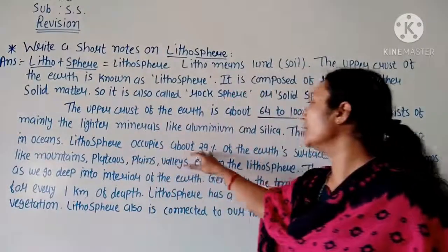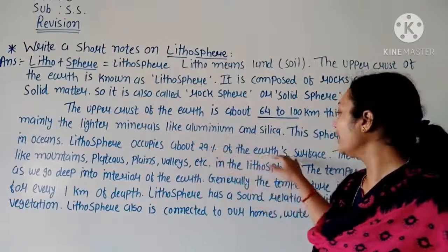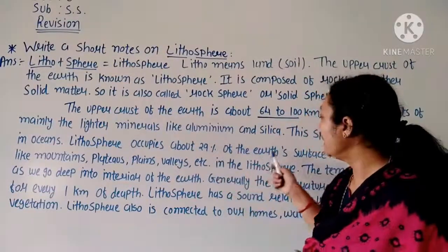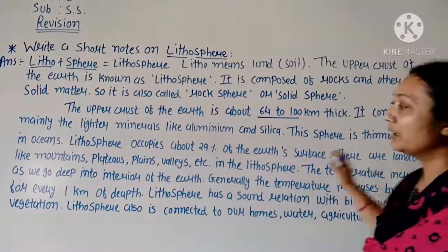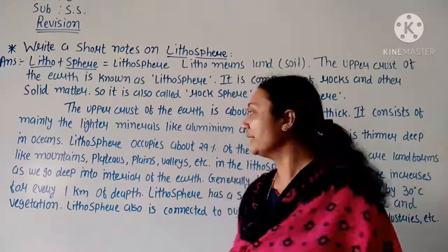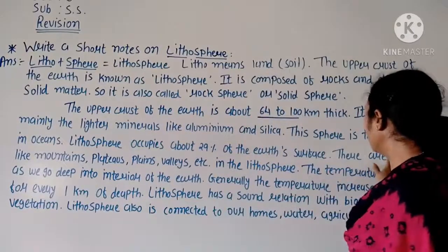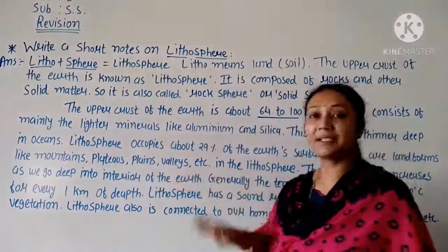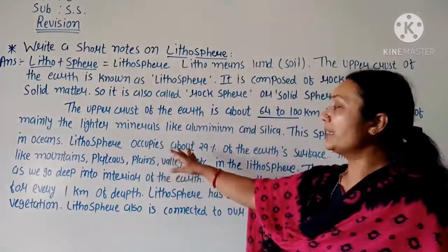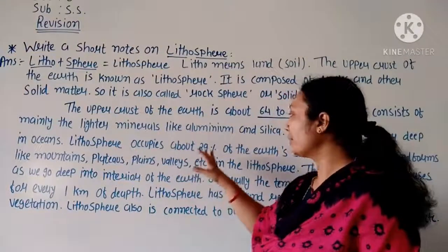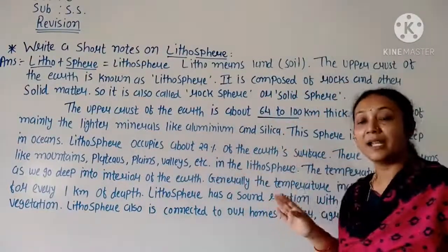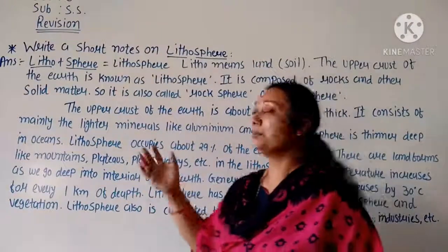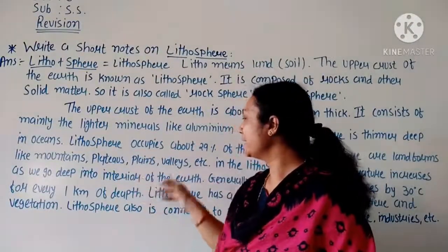Lithosphere occupies about 29% of the earth's surface. So lithosphere is around 29% of the earth's surface. There are landforms. Which types of landforms are on the earth? We can say like this: there are landforms like mountains, plateaus, plains, valleys, etc. So lithosphere occupies 29%, and in this place there are landforms like mountains, plateaus, plains, valleys, etc.